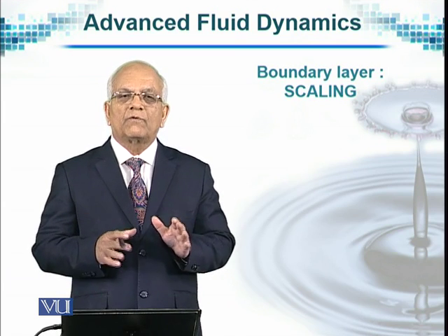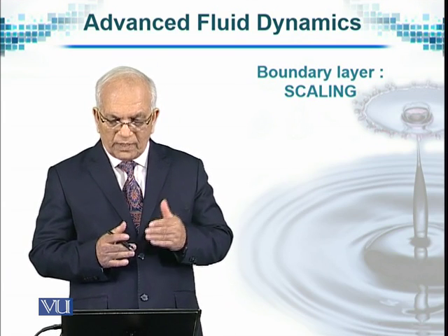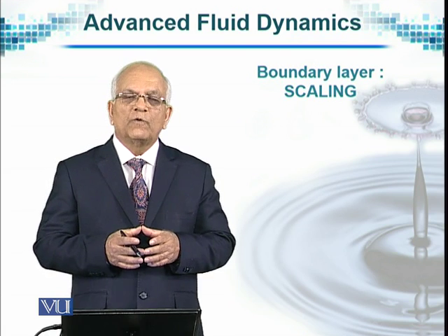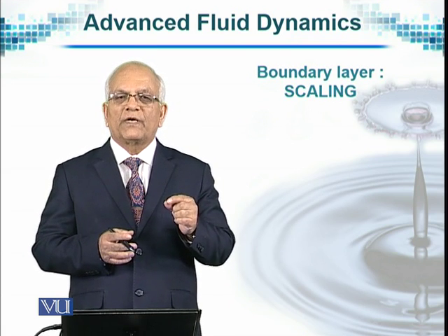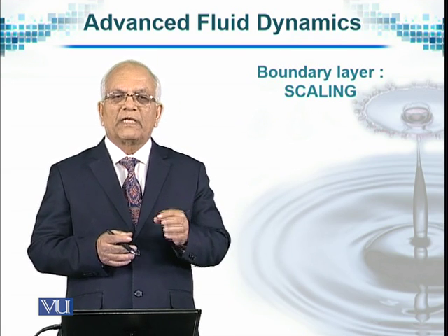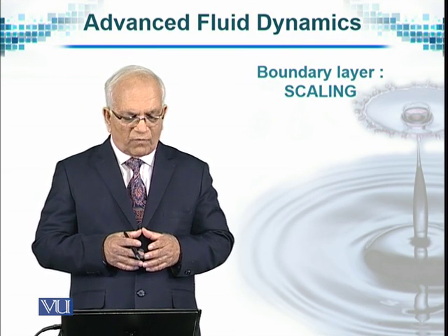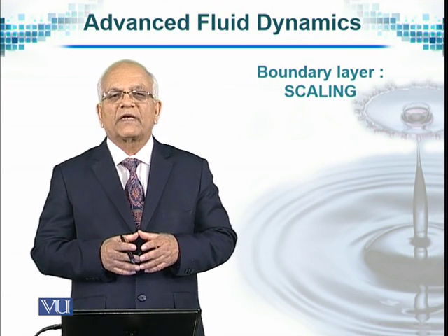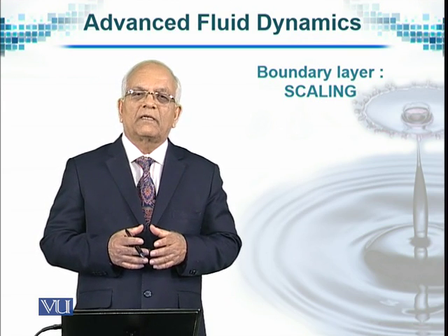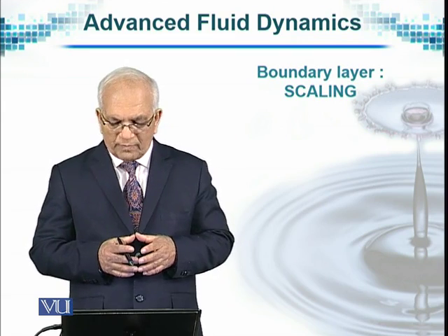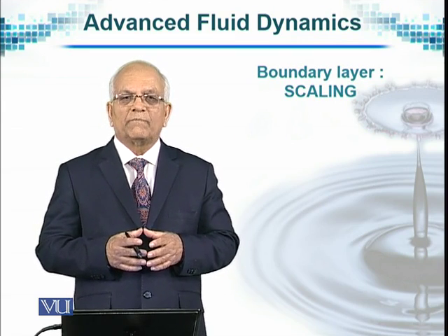So the flow field could be divided into two parts. One, a closed region where viscous effects are there, known as the boundary layer, and the other is a potential flow field where the viscous effects are not felt. And that depends, as we mentioned, on the Reynolds number.